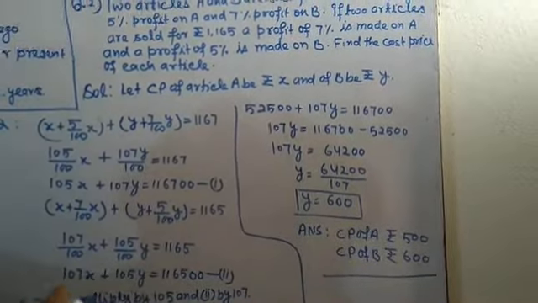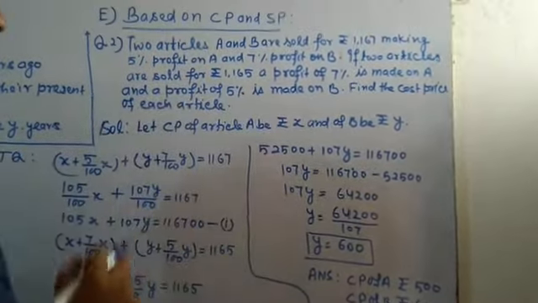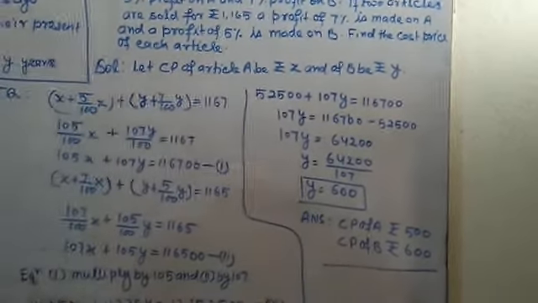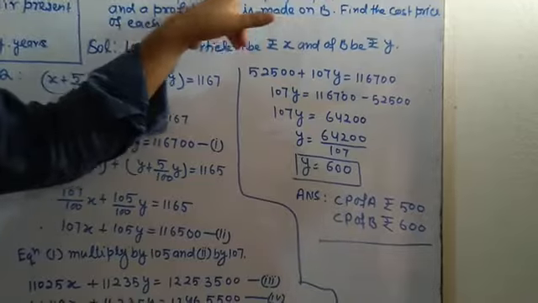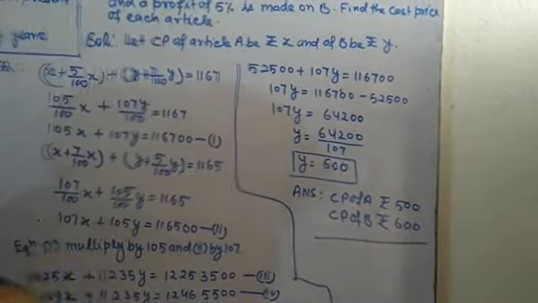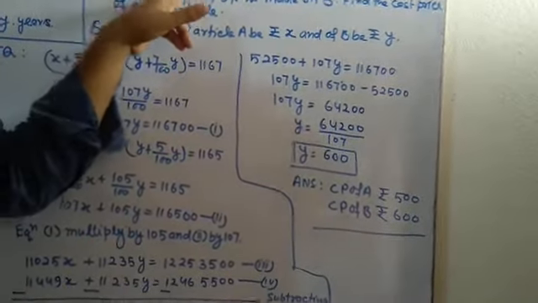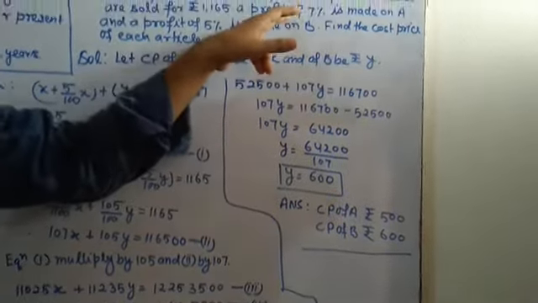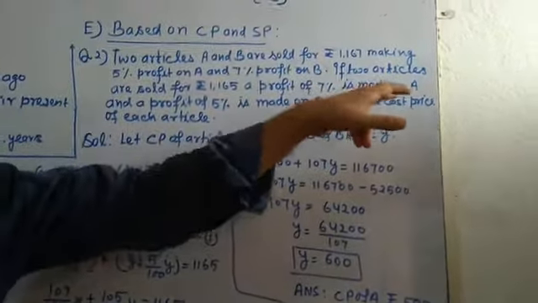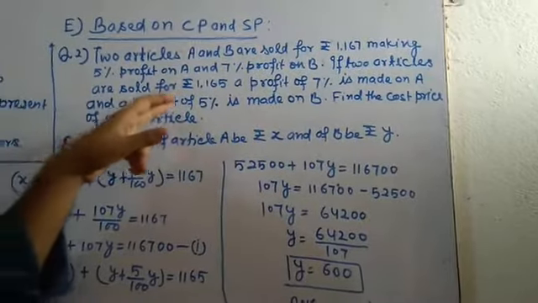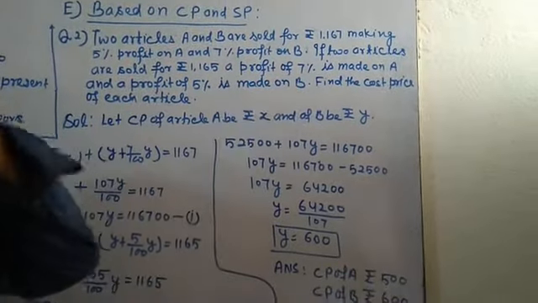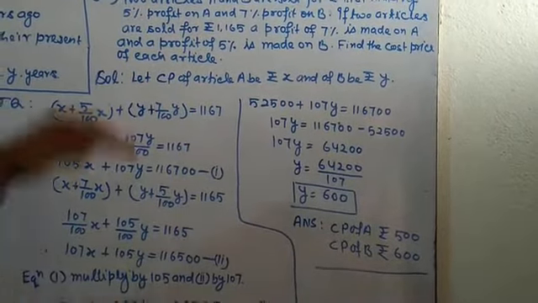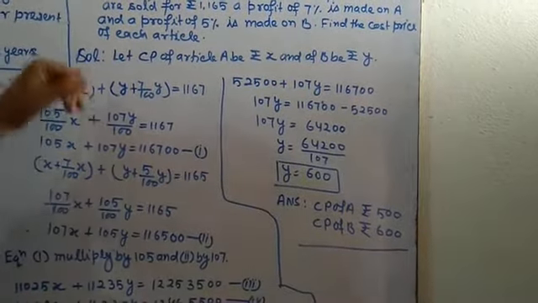Now let's come to a question based on CP and SP, cost price and selling price. Two articles A and B are sold for rupees 1,167, making 5% profit on A and 7% profit on B. If the two articles are sold for rupees 1,165, a profit of 7% is made on A and a profit of 5% is made on B. Find the cost price of each article. This is the question.